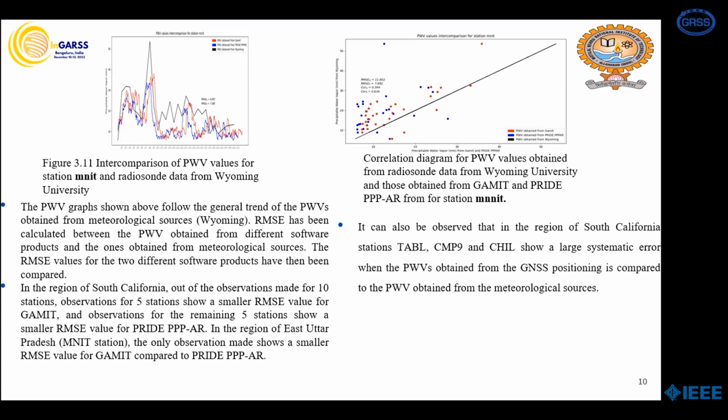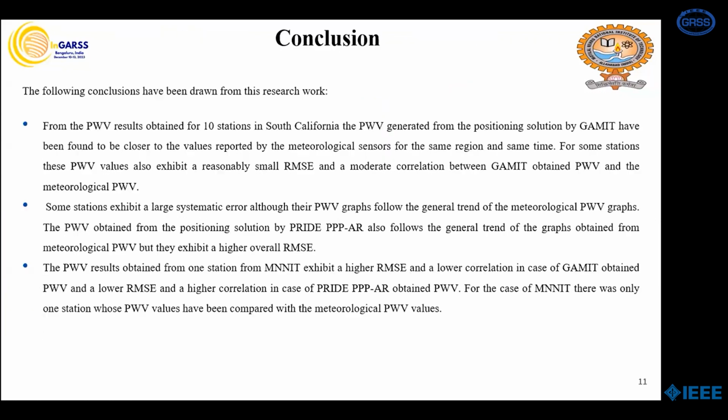It can also be observed that in the region of South California, station TBL CHL shows a large systematic bias in the PW obtained from the GNSS positioning compared to the PWV from the meteorological source.